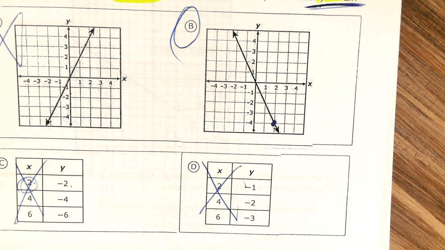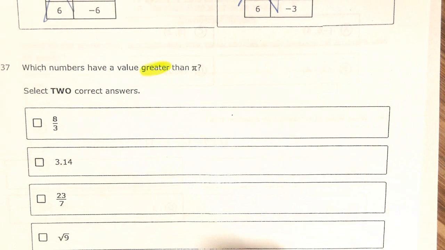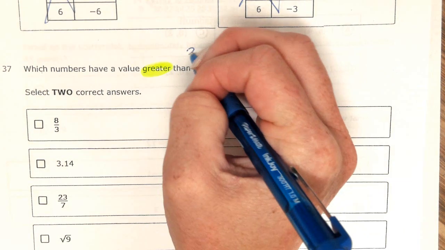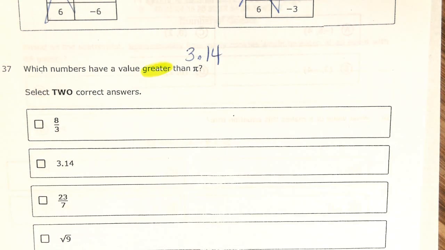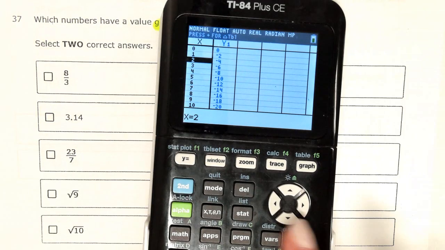All right, number 37. You should not have missed this question. Read it. It says, which numbers have a value? What's the clue word? Greater. And what number are they talking about? Who knows the value of pi? If you don't know, doesn't your calculator tell it to you? All right, write it down. 3.14. We're looking for how many answers? And they have to be bigger than 3.14. What do I need to change these to?